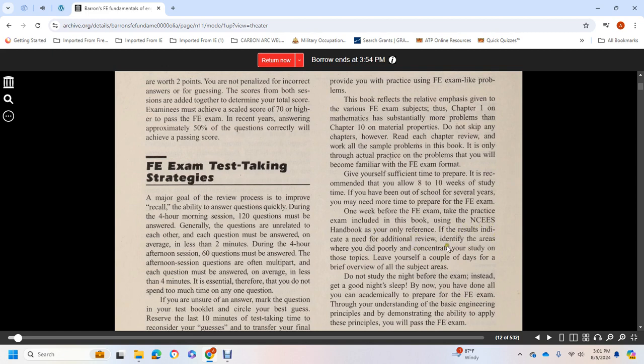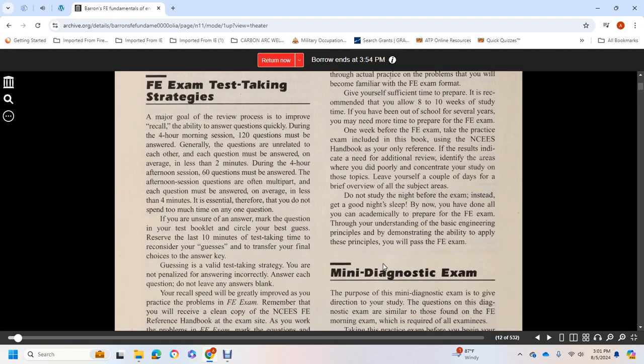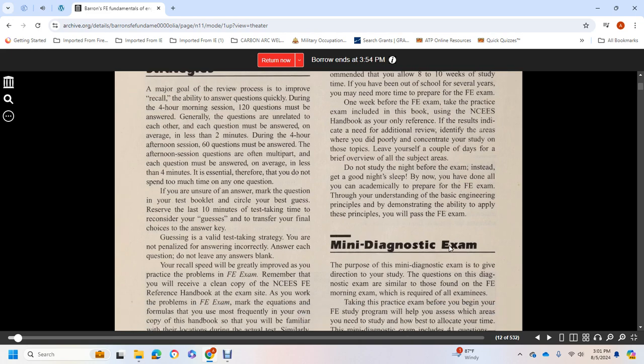Identify the areas where you scored poorly and concentrate your study on those topics. Leave yourself a couple of days for a brief overview of all subject areas. Do not stay up the night before the exam. Instead, get a good night's sleep. By now, you have done all you can academically to prepare for the exam. Through your understanding of basic engineering principles and your ability to apply them, you will become a fundamental engineer. You will pass the Fundamental Engineering exam.